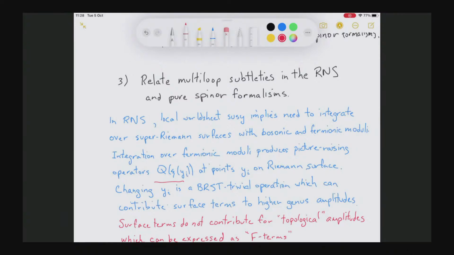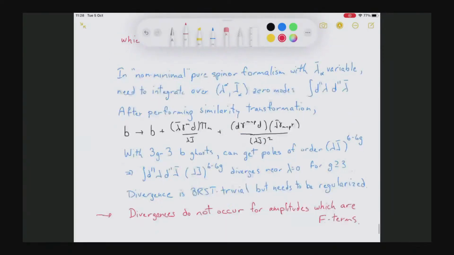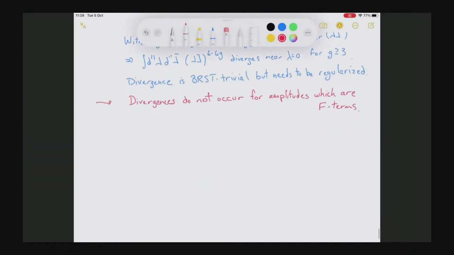So maybe I have a question, which is probably not really a question, but more of a curiosity. Is there a way to detect somehow from this kind of formalism something like the non-projectedness of the super moduli space, which actually affects the computation of amplitudes in the RNS formalism? So there might be a relation like this.